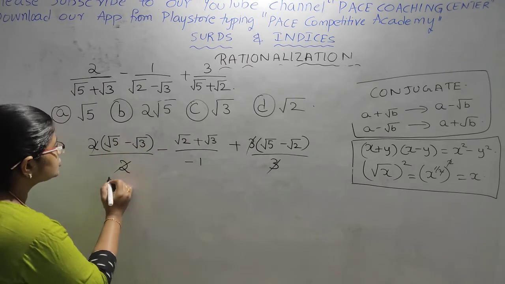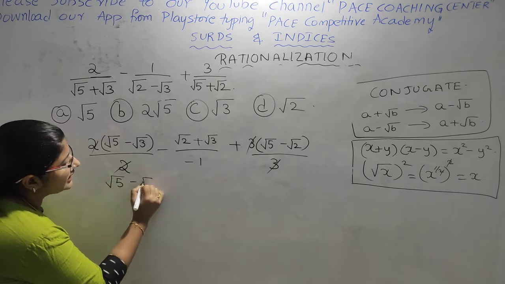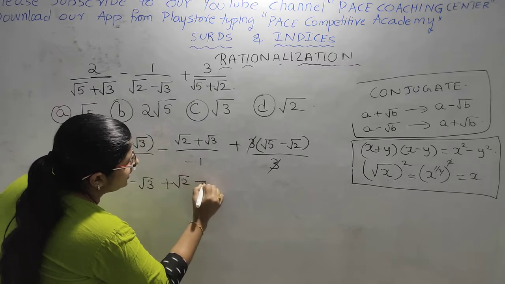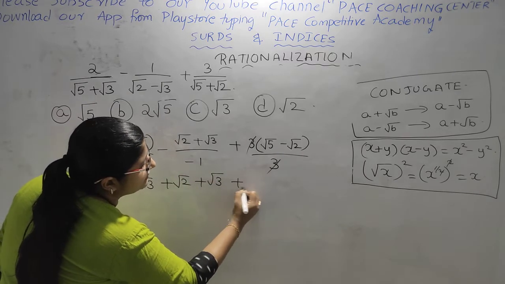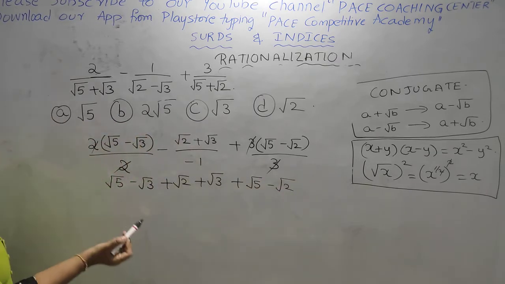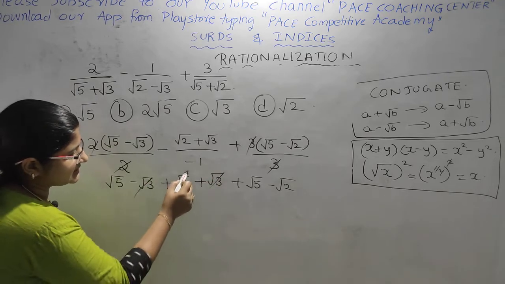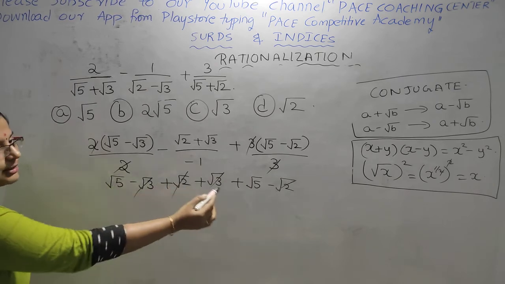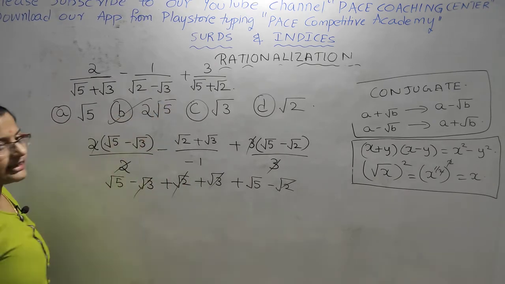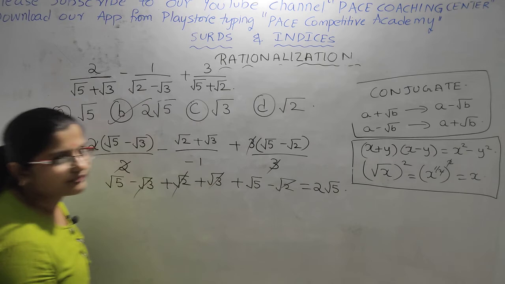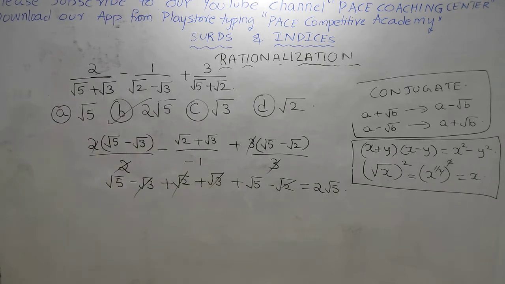So the value is root 5 minus root 3, minus into minus is plus root 2 plus root 3 plus root 5 minus root 2. So minus root 3 plus root 3 gets cancelled, plus root 2 minus root 2 gets cancelled. So the answer is root 5 plus root 5, which is nothing but 2 times root 5. So the answer is 2 into root 5. Okay, you understood, right?